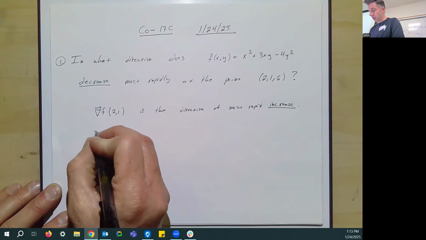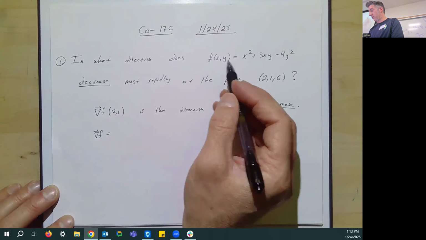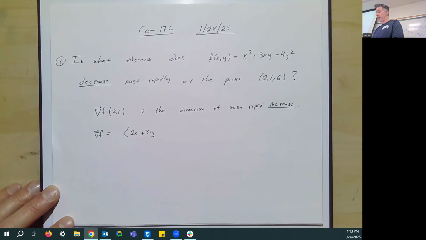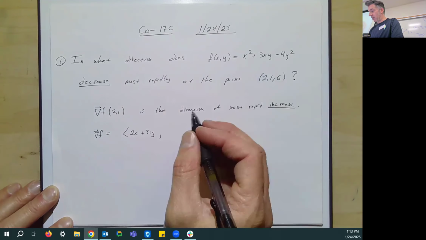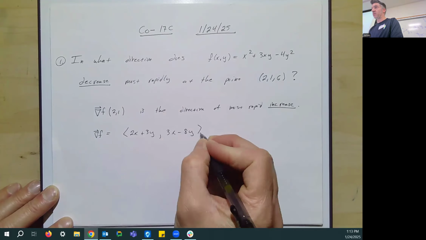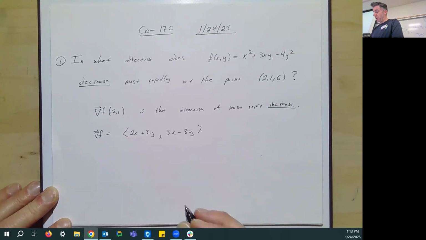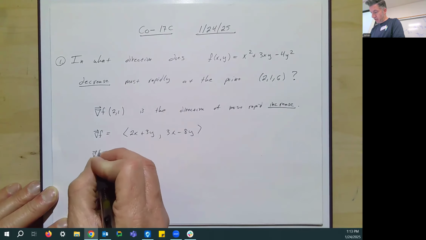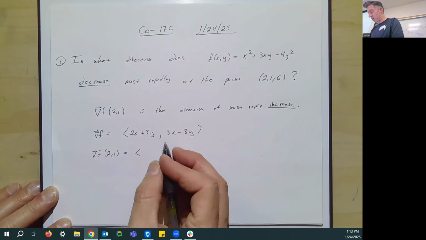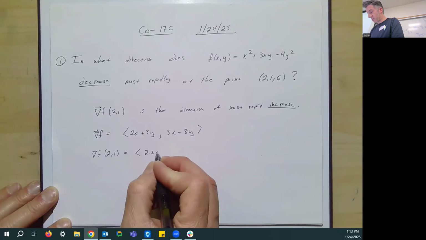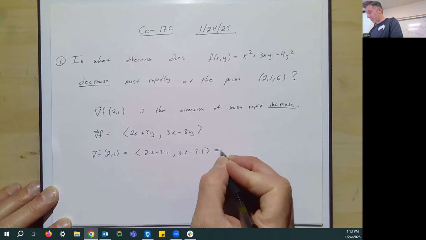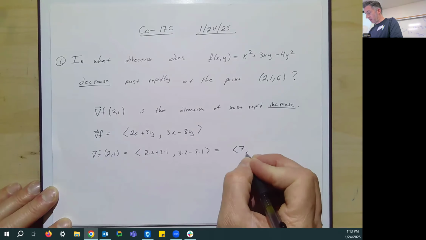Let's see. The gradient as a vector is the partial derivatives. So we're going to get 2x plus 3y for the partial with respect to x, and 3x minus 8y for the partial with respect to y. Then we plug in our point. The gradient evaluated at (2, 1) is going to be 2 times 2 plus 3 times 1, comma, 3 times 2 minus 8 times 1, which ends up being the vector (7, -2).